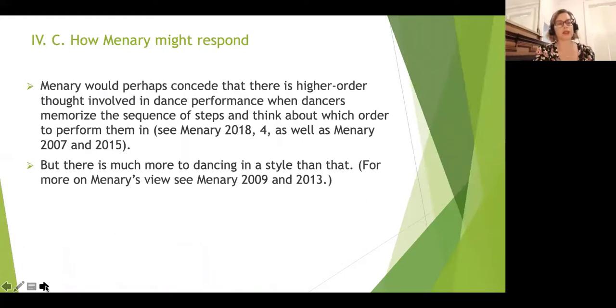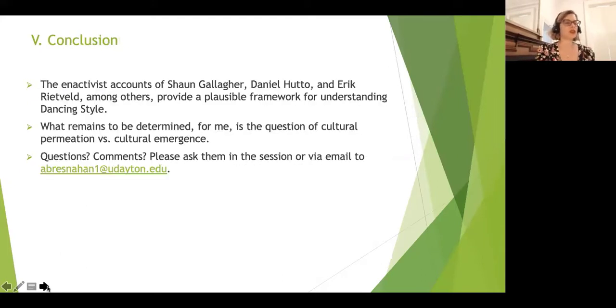Menery would perhaps concede that there is higher order thought involved in dance performance when dancers memorize the sequence of steps and think about which order to perform them in. But there's much more to dancing style than that. And if this were a longer piece, I would give you nice videos of style, and I'm a little sad I didn't have time to do that. In conclusion, I do think that the Enactivist accounts of Sean Gallagher, Daniel Hutto, and Eric Rietveld, among others, provide a plausible framework for understanding dancing style.